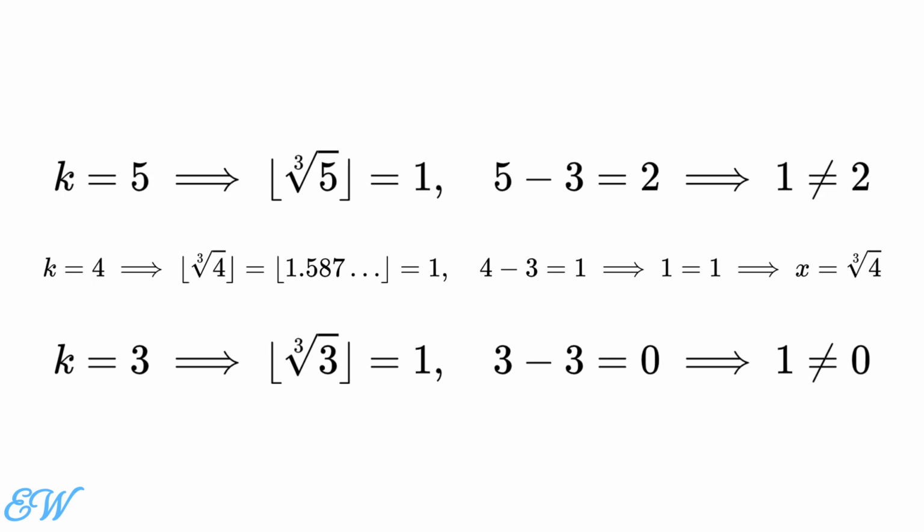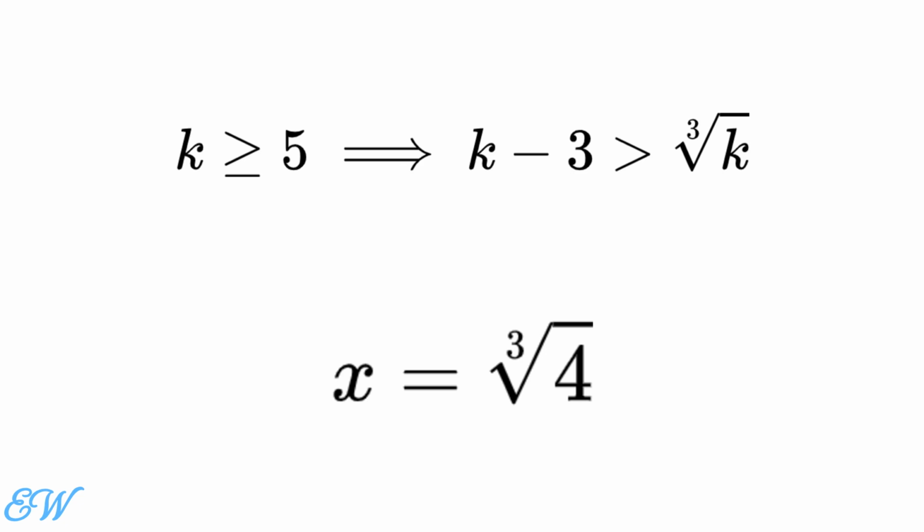If we plug in 3, we get that the floor of the cube root of 3 is 1, and 3 minus 3 is equal to 0, and 1 is not equal to 0, meaning this is not one of our solutions. One way we know that we don't have to plug in any more numbers is that when k is greater than 5, k minus 3 is greater than the cube root of k, which means that x equal to the cube root of 4 is our only solution, as that satisfies our equation.